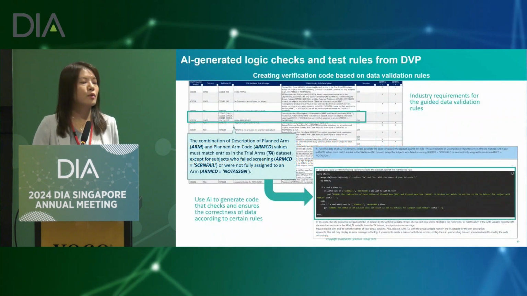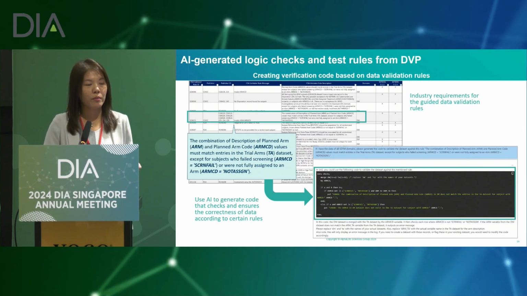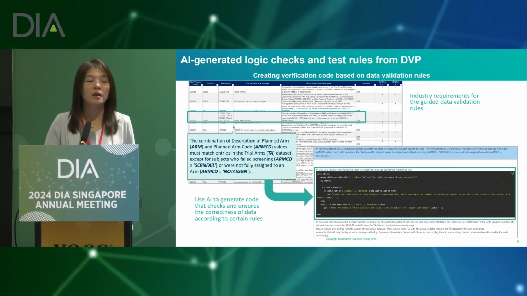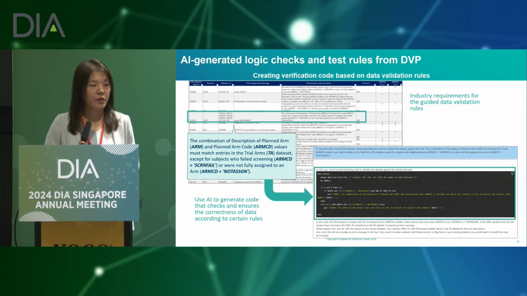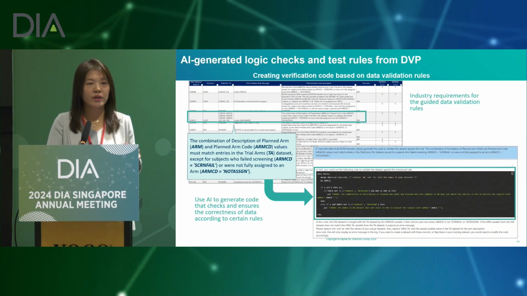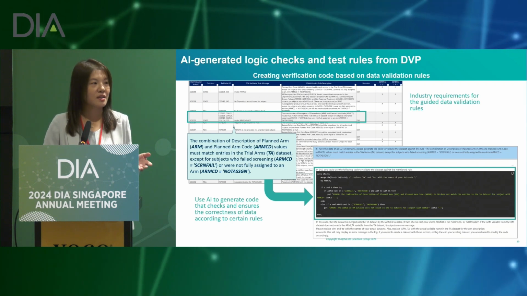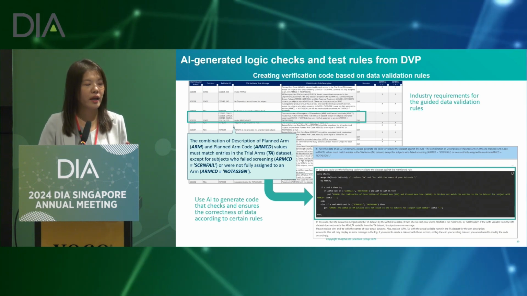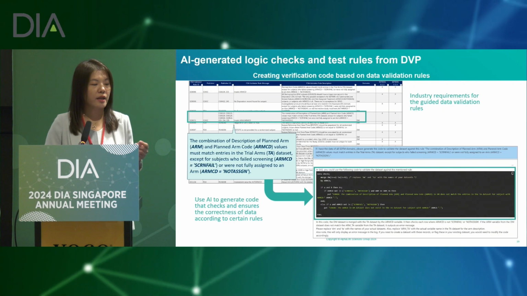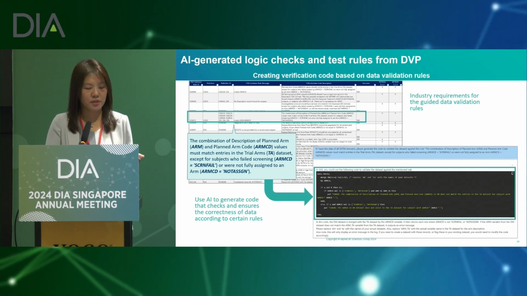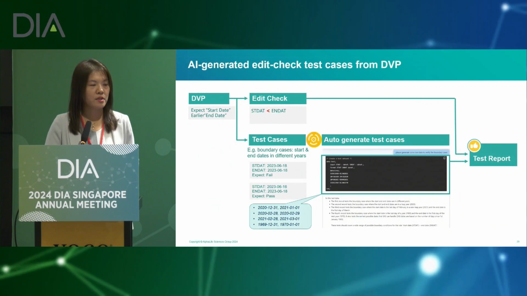Right, so the very first one is that we understand the industry requirements of moving towards guided data validation rules, for example, the FDA validator rules. With the complexity of these rules, as well as the complexity of the study designs, now we can use the AI to generate the code that checks and ensures the correctness of the data according to certain rules. And then let's put that in a real life situation.